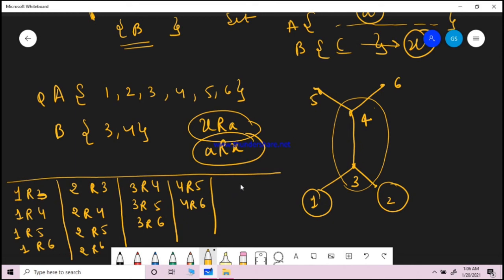Okay, 5 is not related to anything, 6 is not related to anything. Now you have to find out the upper bound and the lower bound. So you have to tell me the upper bound and lower bound. The upper bound, as I already told you, means you have to identify all the elements that you can derive from this set 3 comma 4, 3 and 4. You can write this also to avoid the confusion.